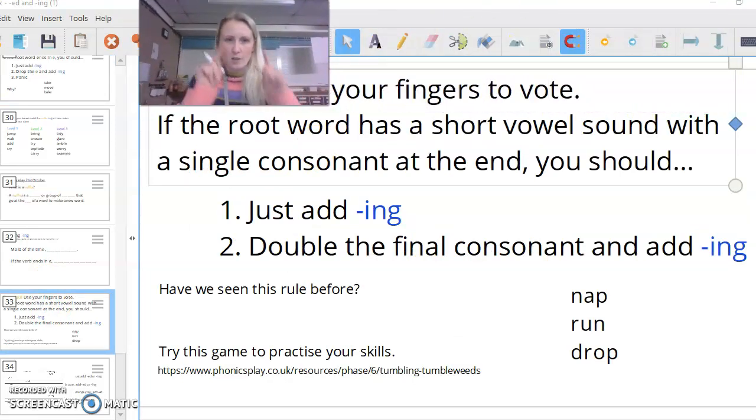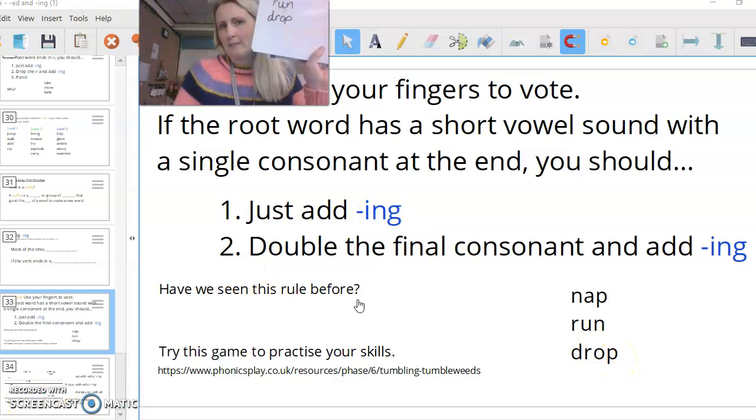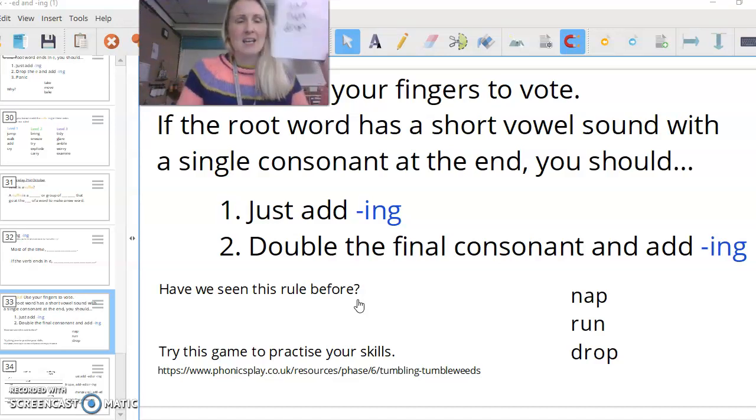Okay, let's just do another quiz. You can use your fingers to vote. Put your finger on which one you think it is. Okay, if the root word has a short vowel sound with a single consonant at the end, you should 1, just add ing, or 2, double the final consonant and add ing. Have a look at the words nap, run, drop. Write them down. See what you would do with this one. If you answered number 1, just add ing. Wrong. We need to double the final consonant and add ing.